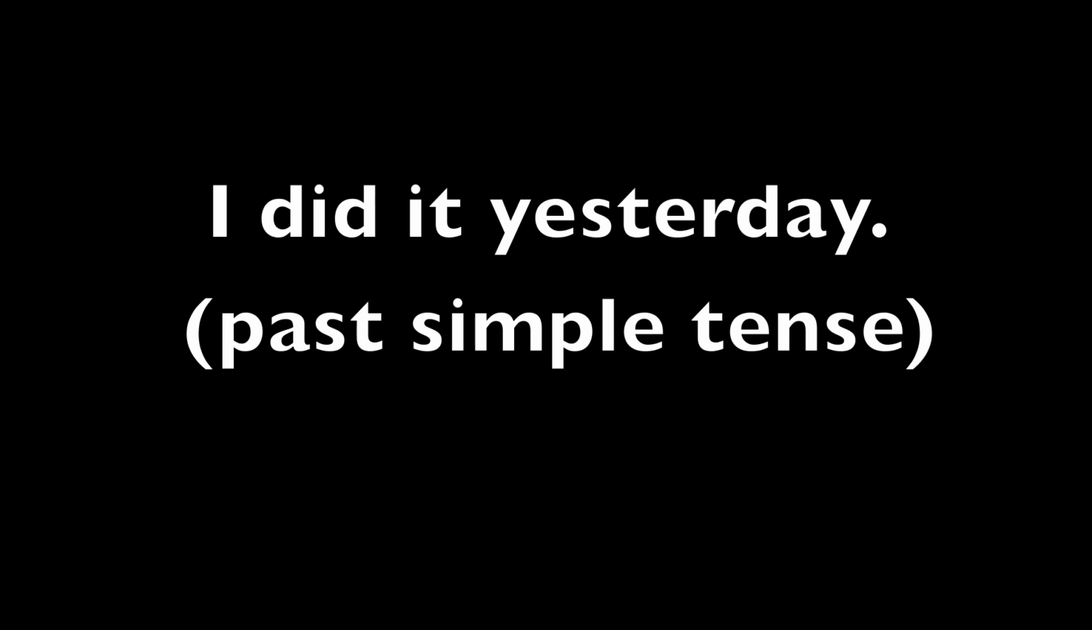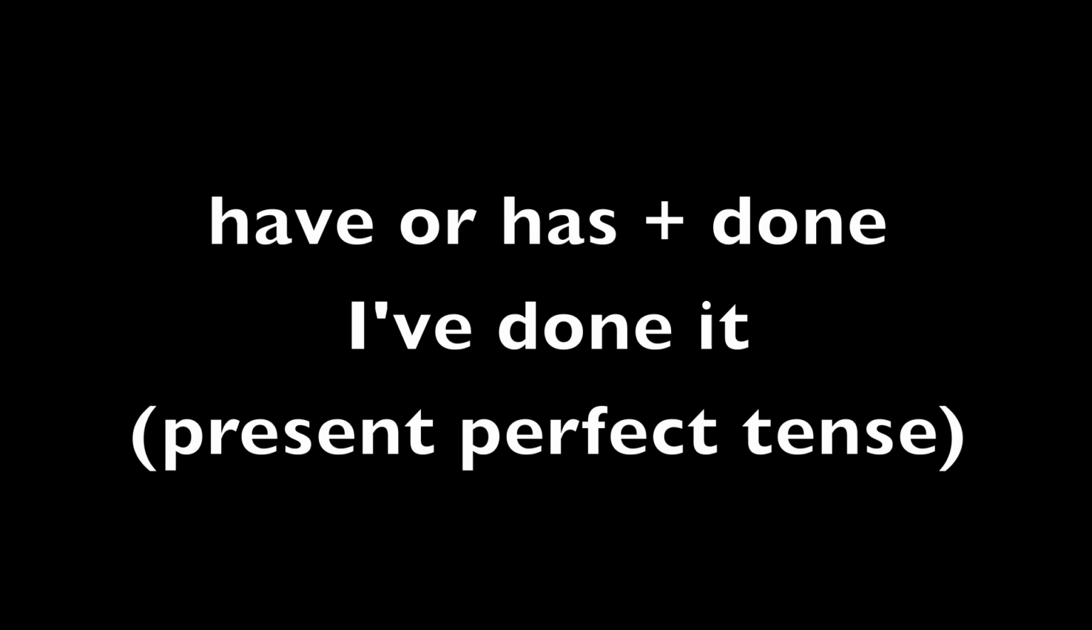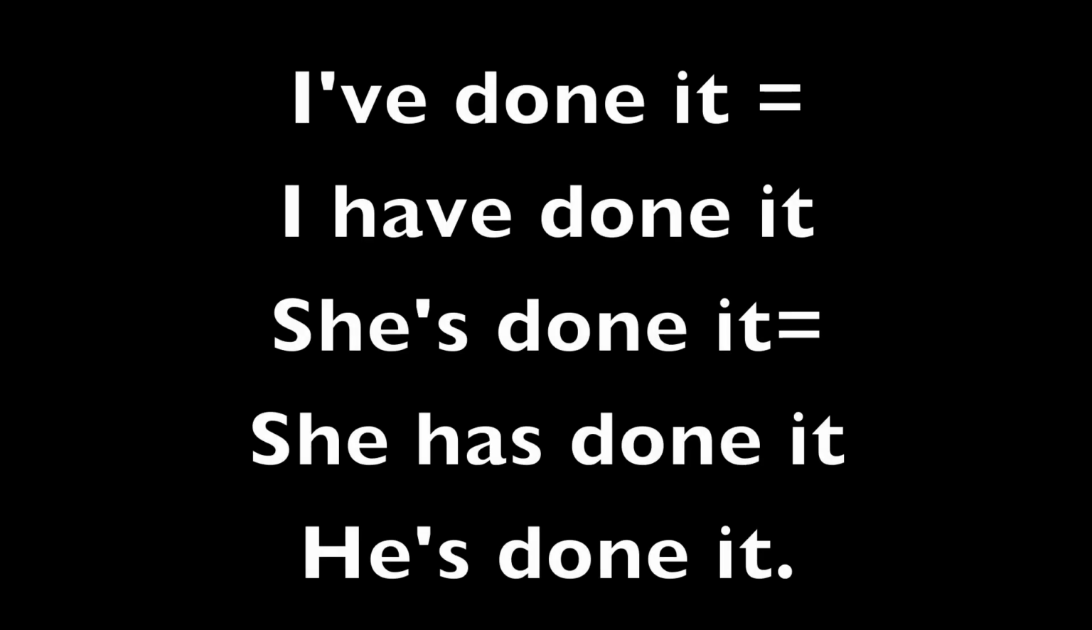I did it. If we use yesterday, we have to use past simple tense. He did it yesterday. She did it yesterday. I did it. But when we use done, we need to use have and has with it to make the present perfect tense. I've done it. I have done it. She's done it. He's done it. She has done it. He has done it. Have and has are very unstressed. I've done it. And maybe that's why it's been left out a lot of times. I've done it. I did it yesterday. But you can't use yesterday with done, only with past simple. I've done it. I did it yesterday.